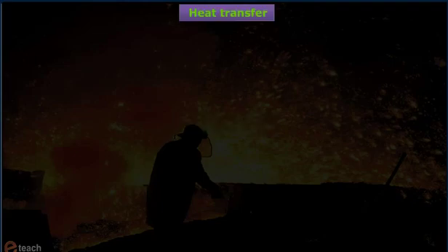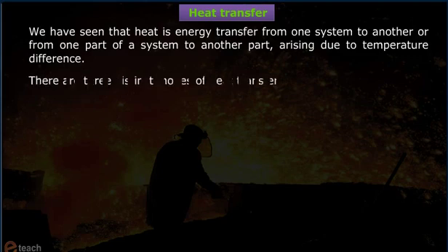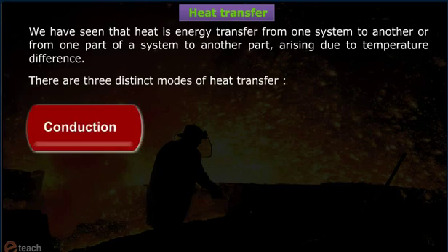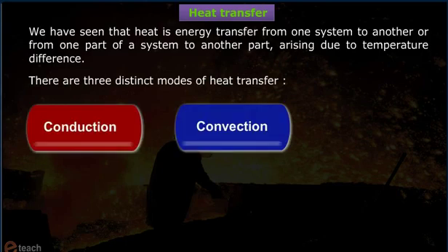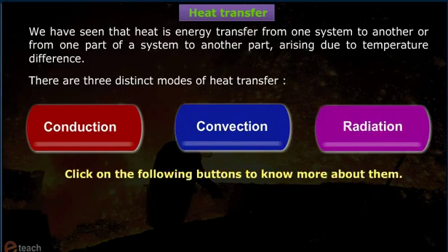We have seen that heat is energy transfer from one system to another or from one part of a system to another part arising due to temperature difference. There are three distinct modes of heat transfer. First, conduction, second, convection, and third, radiation. Now we will discuss the three ways of heat transfer.